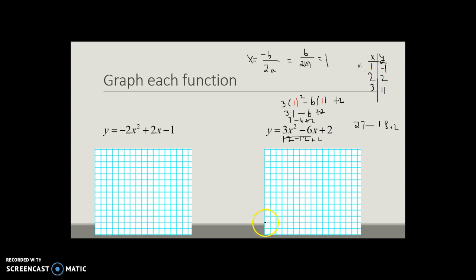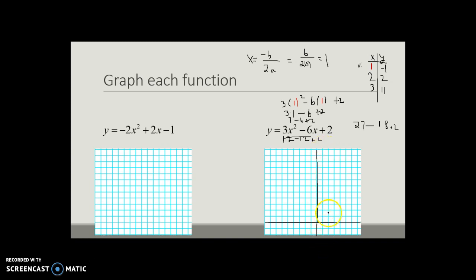So I'm going to put my x-axis down here, and my y-axis right in the middle. That should be okay. Okay, and I'm going to plot these points. And again, my vertex is going to be somewhere along here. In this case, it's going to be right here.